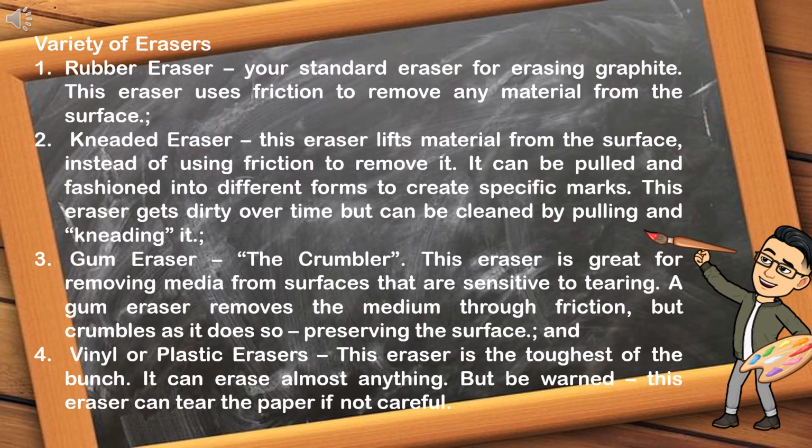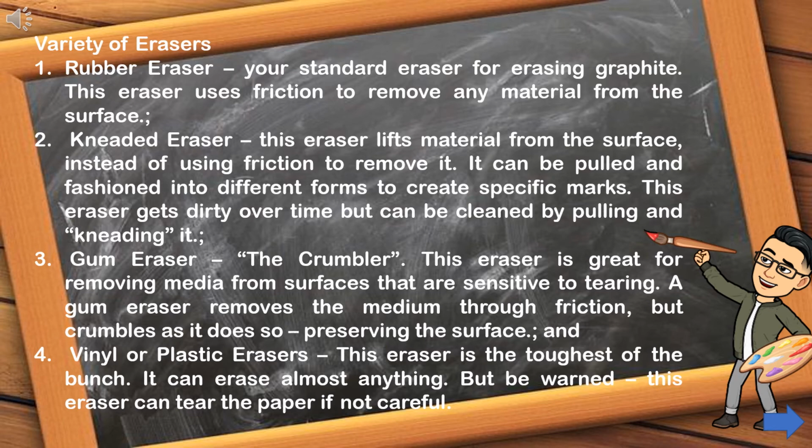There are varieties of erasers. Rubber eraser, your standard eraser for erasing graphite. This eraser uses friction to remove any material from the surface. Kneaded eraser. This eraser lifts material from the surface, instead of using friction to remove it. It can be pulled and fashioned into different forms to create specific marks. This eraser gets dirty over time but can be cleaned by pulling and kneading it.